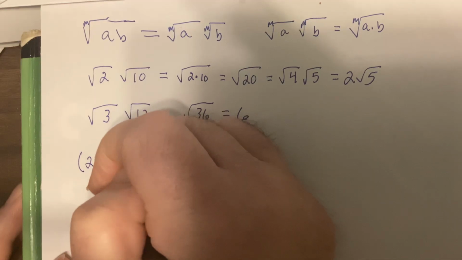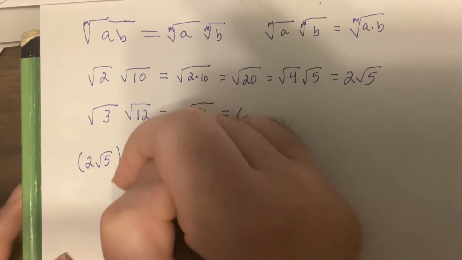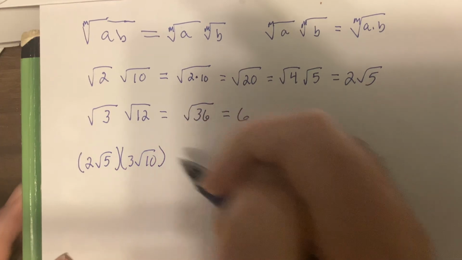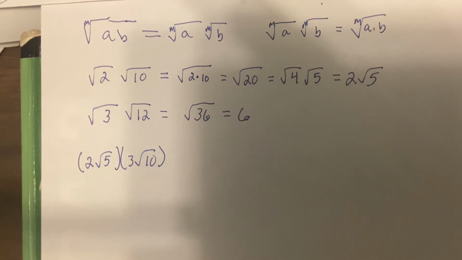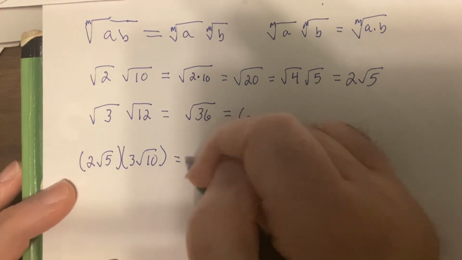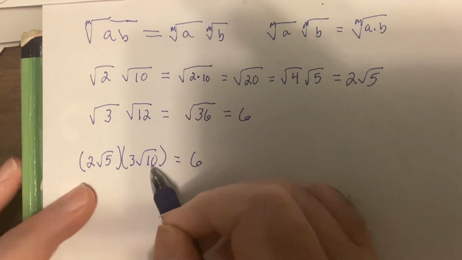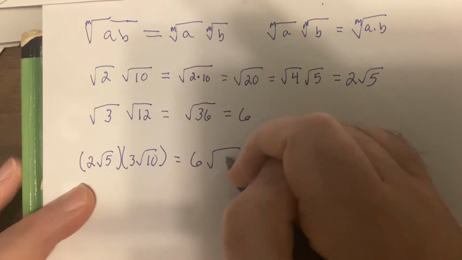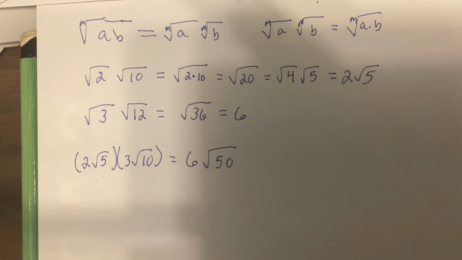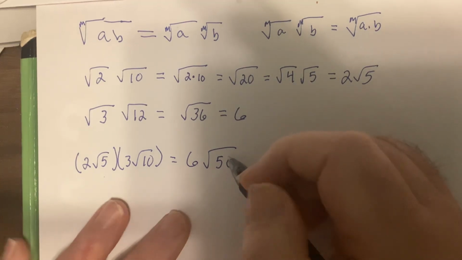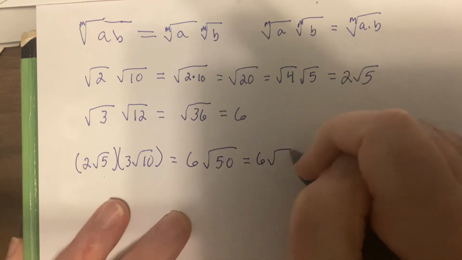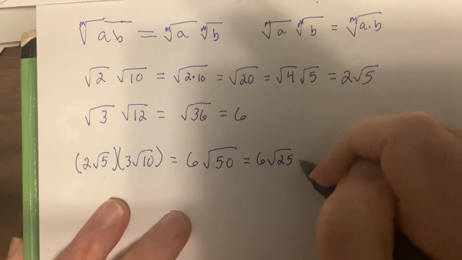I could write a 2 square root of 5, 3 square root of 10. So you'd say, okay, 2 times 3 is 6. Square root of 5, square root of 10 would be square root of 50. So, 50 would be 25 and 2.